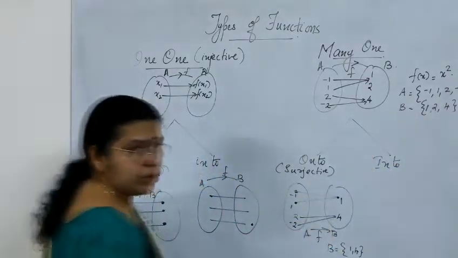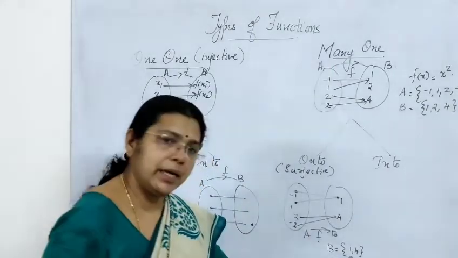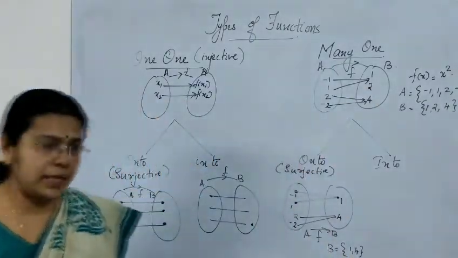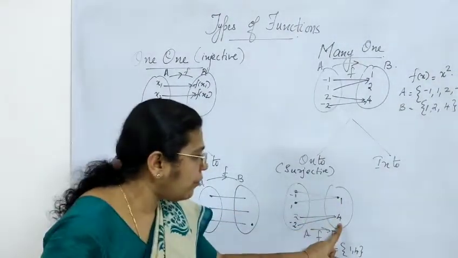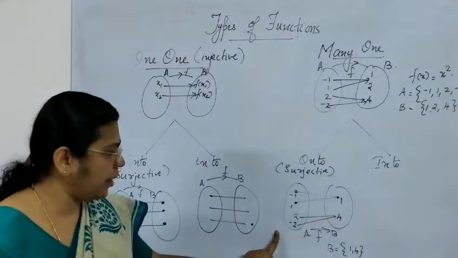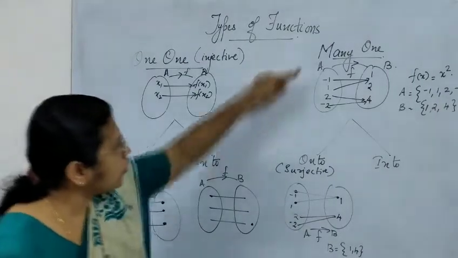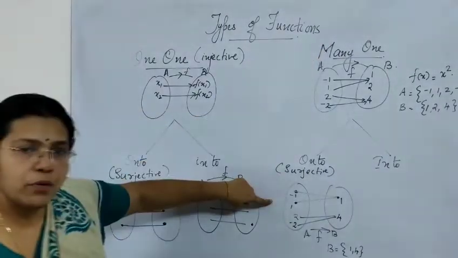I have taken that 2 also. Okay. Here B is having 1 and 4. A is very same as that: minus 1, 1, 2 and minus 2. Okay. So every element of B is having a pre-image in A, right? So this function is a many-one onto function.